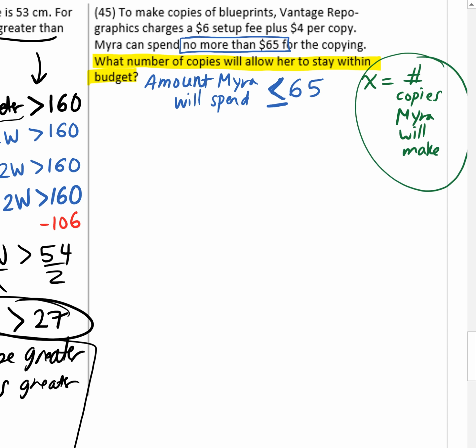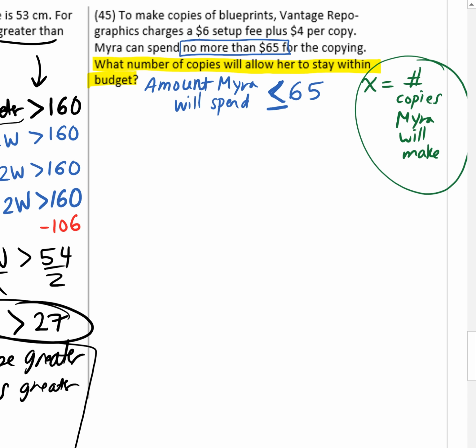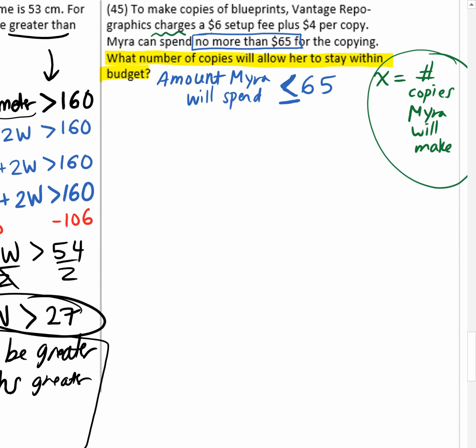Okay. So how much will she spend? Let's see. How do they set up their prices again? Notice it says they charge a $6 setup fee. So it sounds like no matter how many copies she makes, she's going to be paying $6. So she's paying those $6 plus something for her copies. So it's $4 per copy. Oh, blueprints, okay. I was thinking she should just go to Kinko's. I'm pretty sure it's less than $4 a copy. But maybe blueprints are more expensive.